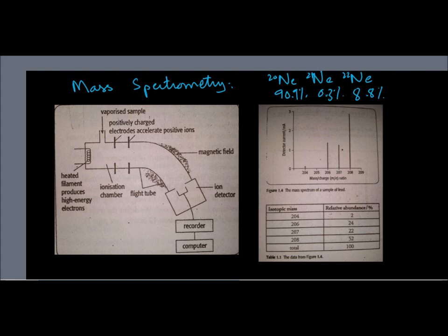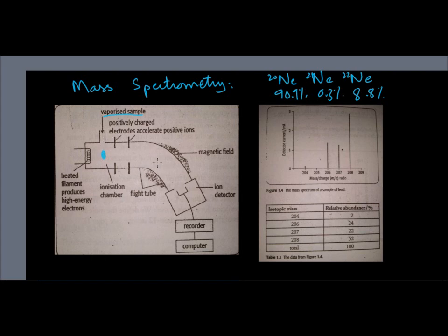The way the instrument works is pretty simple. You put your sample here in this instrument and it's vaporized. Vaporized, you know, you just convert it to gas. Neon is a gas, but in other cases if it's solid you have to vaporize it. And then a heated element produces high energy electrons. You do that because you want to ionize your sample. Ionize means again you want to give it a charge, okay?